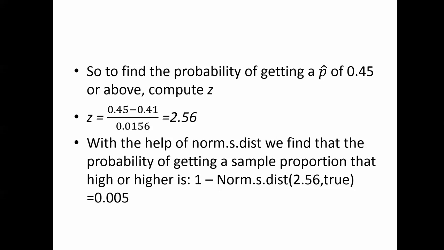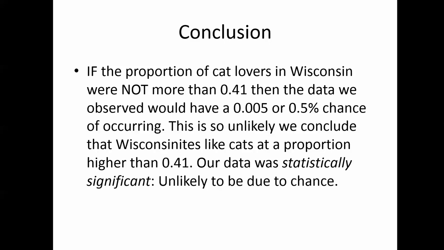With the help of the normal distribution, we find that the probability of getting a sample proportion that high is 0.005. So if the population proportion was 0.41, again, the data we got when we surveyed 1,000 people would be very, very unusual. This makes us think that the population proportion is more than 0.41. If the proportion of cat lovers in Wisconsin were not more than 0.41, the data we observed would have occurred only about 0.5% of the time. Our data was statistically significant, unlikely to be due to chance.